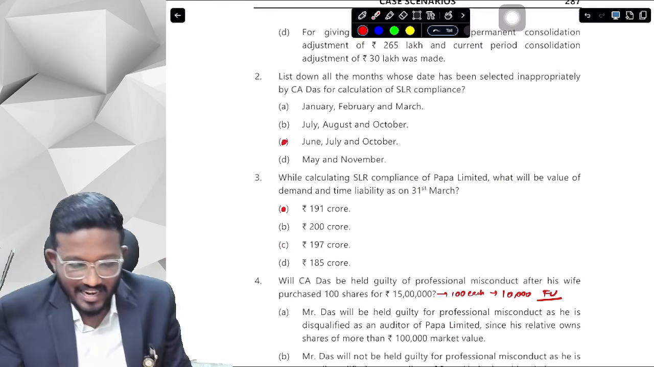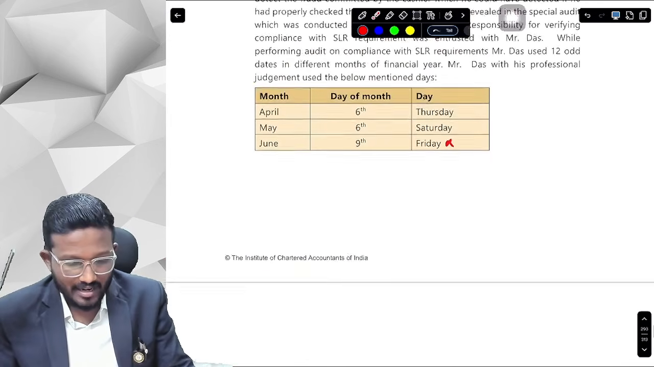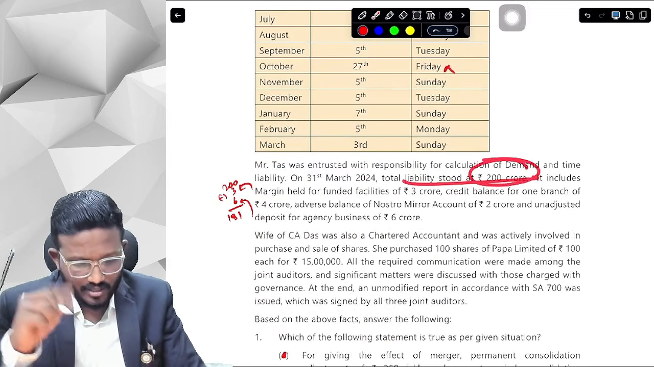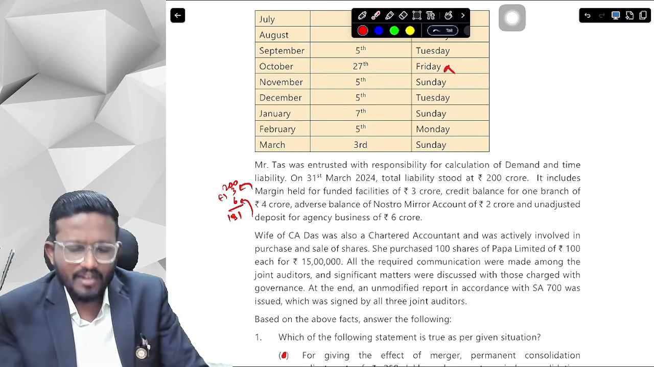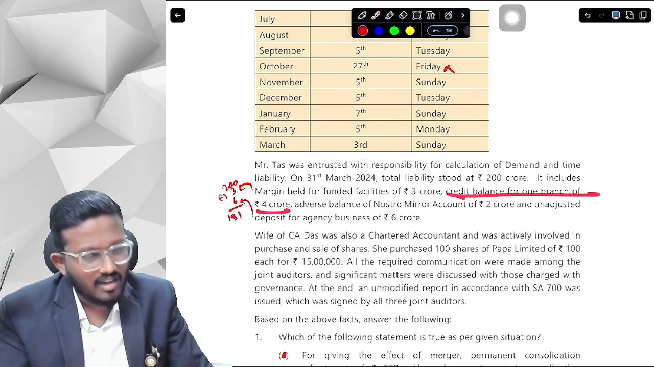Okay, yes sir. Next we have to calculate the SLR for demand and time liabilities. What will be the demand and time liabilities? So here the total liability is 200 crore. It includes margin held for funded facilities of 3 crore. That would be minus credit balance for branch of 4 crore.